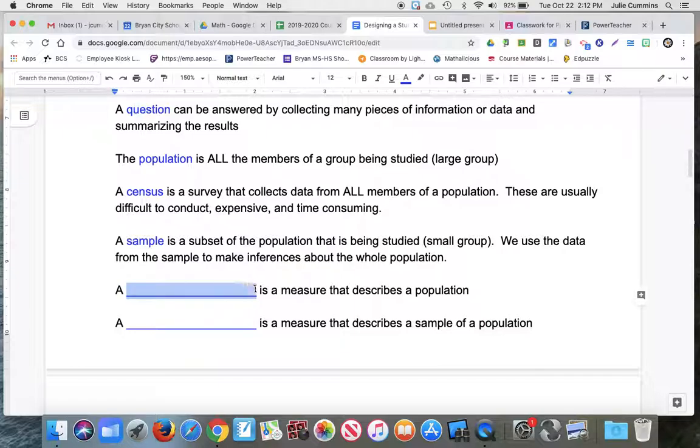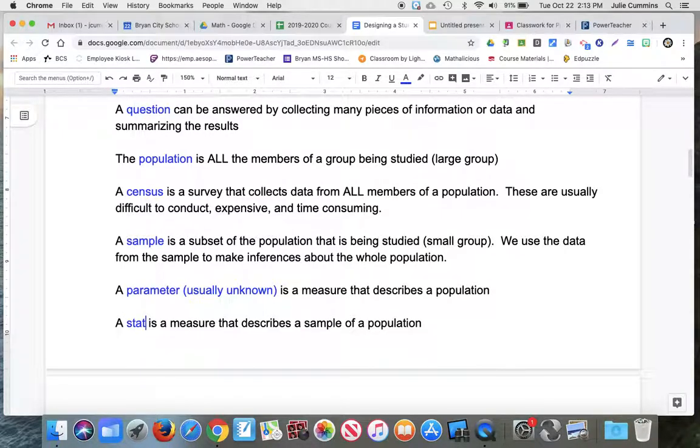A few other terms. A parameter is a measure that describes a population. Usually we do not know parameters, because you only know parameters if you've been able to do a census. So usually we don't know parameters. But what we do know is a statistic. A statistic is a measure that describes a sample. So when you conduct a survey and you only ask a smaller group of people, your sample, you can then calculate statistics about them. We use those statistics to make inferences about the whole population.